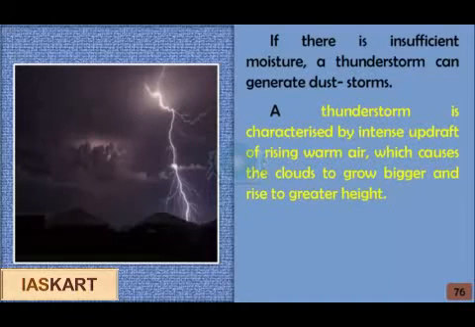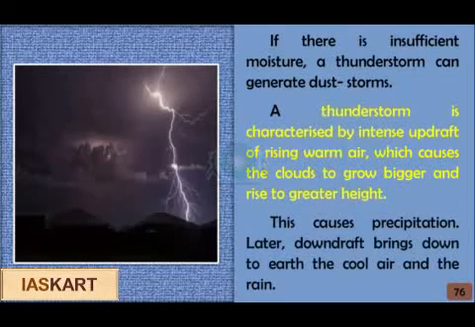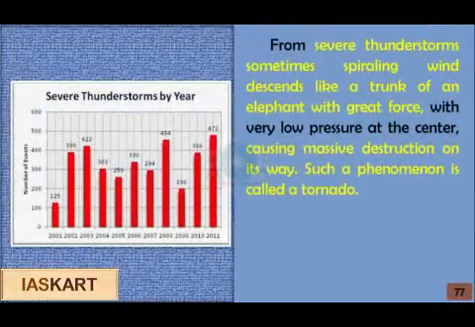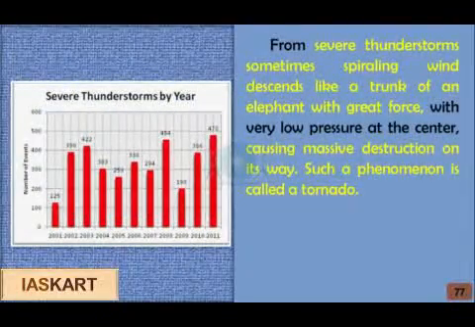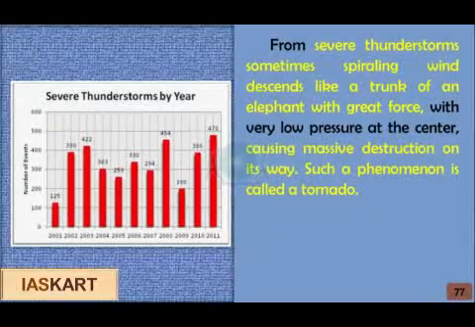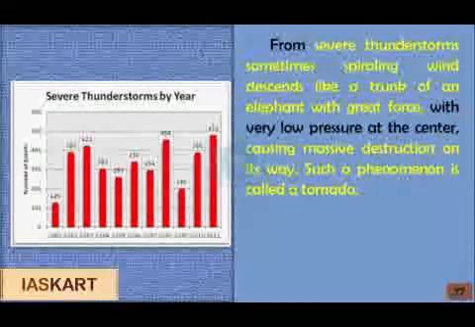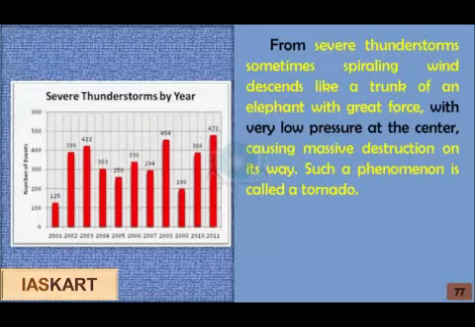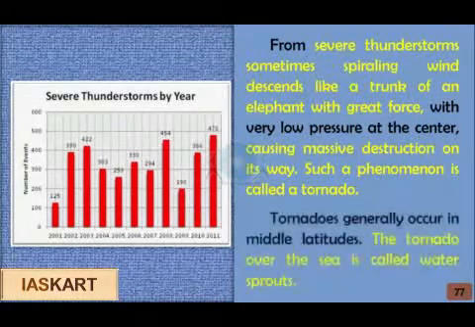A thunderstorm is characterized by intense updraft of rising warm air, which causes the clouds to grow bigger and rise to greater heights. This causes precipitation. Later, downdraft brings down to earth the cool air and the rain. From severe thunderstorms, sometimes spiraling wind descends like a trunk of an elephant with great force, with very low pressure at the center, causing massive destruction on its way. Such a phenomenon is called a tornado.